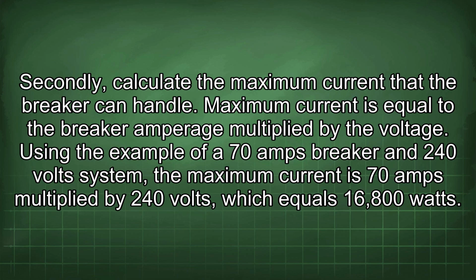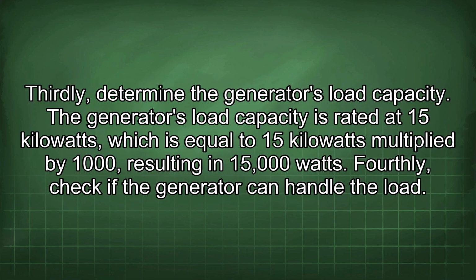Maximum current is equal to the breaker amperage multiplied by the voltage. Using the example of a 70 amps breaker and 240 volt system, a maximum current is 70 amps multiplied by 240 volts, which equals 16,800 watts. Thirdly, determine the generator's load capacity.